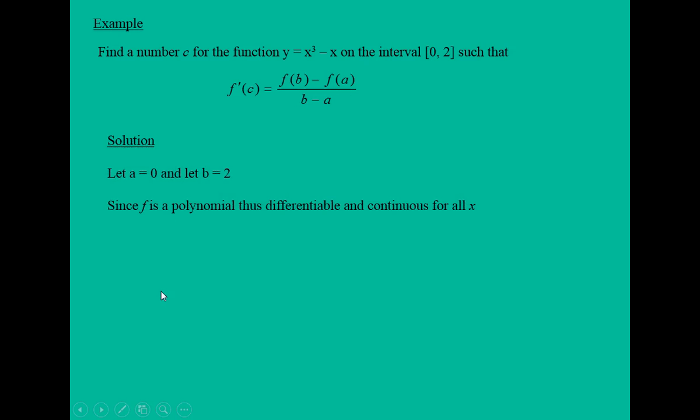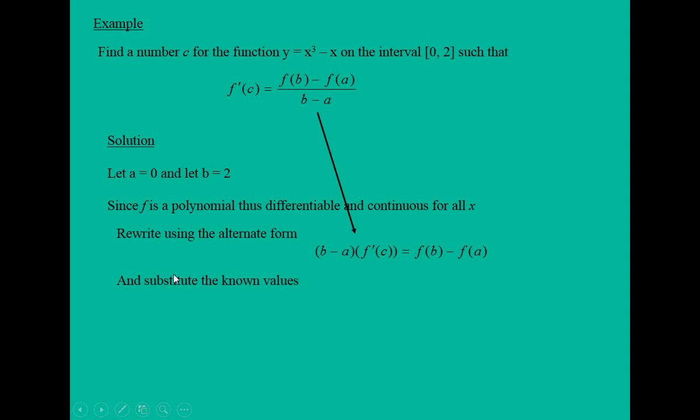So here we have our endpoints. They come from our interval. a is 0, b is 2. Since we're working with a polynomial, we know it's differentiable and continuous for all x. So we could write it in the alternate form and substitute the values. We said b is 2, a is 0, so we'd have 2 minus 0. f prime of c is the slope of the tangent line, but we don't know what the value of c is, so we just leave it as f prime of c.